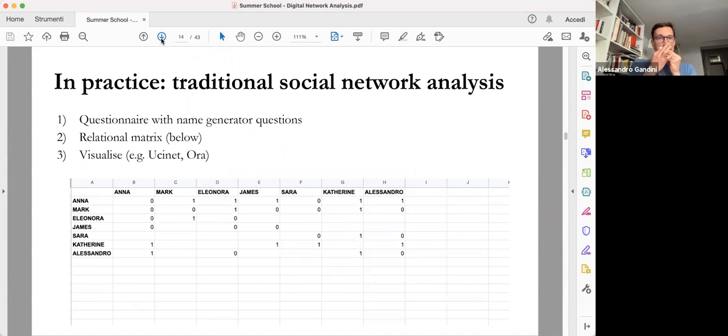So in practice, traditionally, social network analysis develops out of relational matrices, like the very simple and silly one that I have here on my screen, that are generated by means of questionnaires, which contain name generator questions, which means that typically to do a network analysis data set, you would need a questionnaire that you administer to a group of people. And within that questionnaire, there would be one or more questions whereby you use your respondents to name other people. Then you import this data into a matrix, into a spreadsheet, and you could visualize that before social media, before Gephi, I would say, through software like UCINET or Pajek, which is like the hipster version of UCINET, let's say. So this is how typically social network analysis was done.